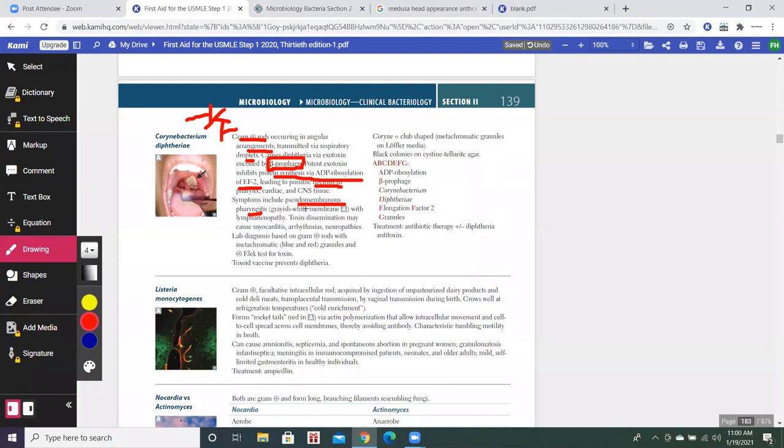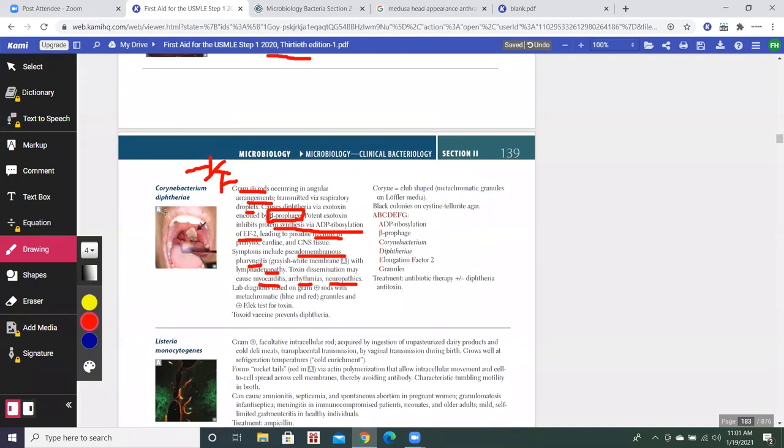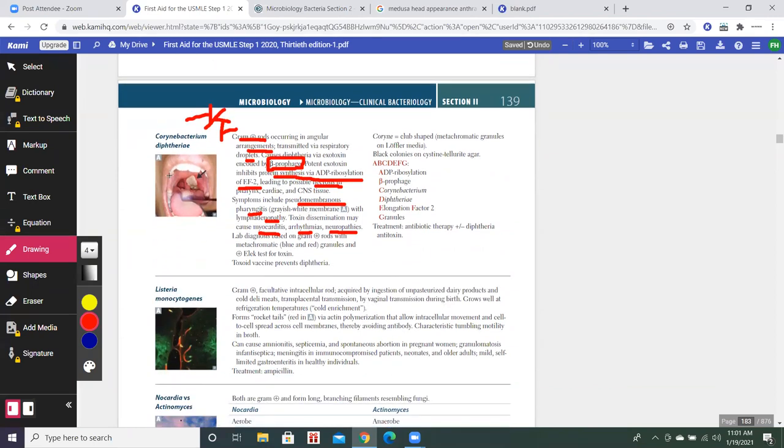So patients get pseudomembranous pharyngitis with lymphadenopathy, and the toxin dissemination may cause myocarditis, arrhythmia, and neuropathy. If the toxin disseminates, it also has a tendency of attacking the myocardium. This can cause life-threatening myocarditis and arrhythmia. With arrhythmia, we know there's a possibility of ventricular tachycardia, fibrillation, and then sudden cardiac death. So that is also one of the ways patients can die with Corynebacterium diphtheriae. So do not forget this.